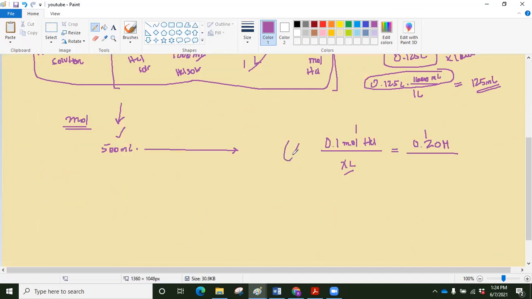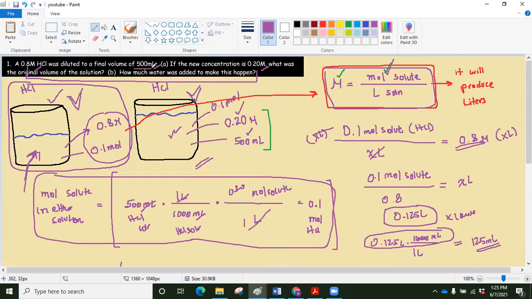So if you were to divide both sides by XL and cross that out, and then of course say that XL equals 0.1 divided by 0.20, let's see what that would give us. You could see that you would get 0.5 in terms of liters. And if you were to multiply that by 1,000 to get milliliters, you would get 500 milliliters. And you already know that your second container has 500 milliliters. So it would just pop out the solution volume of the second container, not the first.